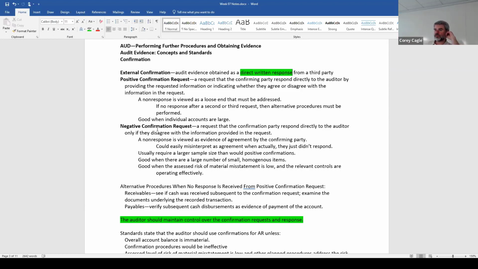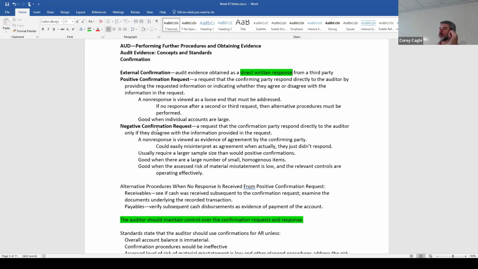But yeah, either of those would be a positive confirmation request. Positive in that they have to reply one way or the other. They're going to say, here it is, or yes, I agree with this, as opposed to a negative confirmation request that we're about to talk about.